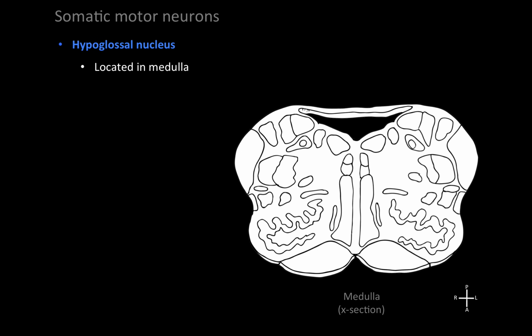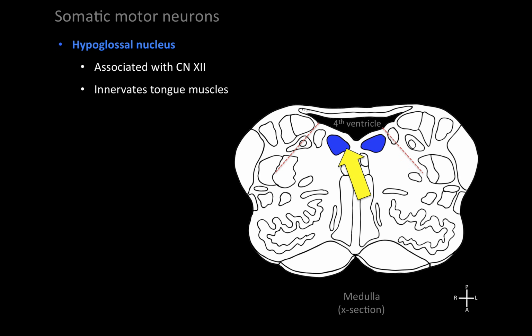But in cross section, here's our medulla, and we find the water. There's our fourth ventricle. Then we find the sulcus limitans, and we're medial to that by the midline. And there we have it. There's our hypoglossal nucleus. This nucleus is associated with cranial nerve number 12, the hypoglossal nerve, which innervates tongue muscles. The nerve exits ventrally right between the pyramid and the olive. That's a great way to find the external exit of the hypoglossal nerve.